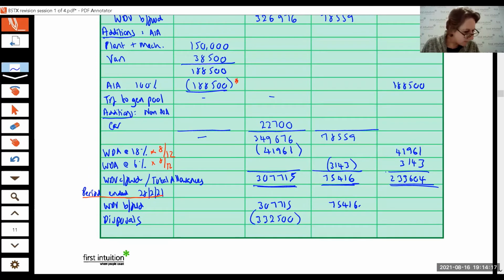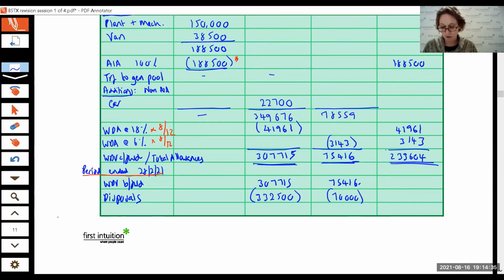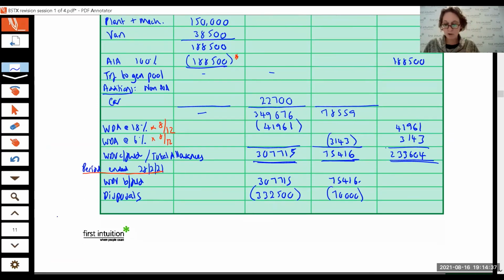What was the other one? It was a special rate pool, wasn't it? So that was disposed of for 70,000. And this is actually a good question, I think, because it gets to practice two periods. Second period has disposals because it's the end of a period. So it has these balancing allowance and balancing charges to contend with. So this is a really good one.